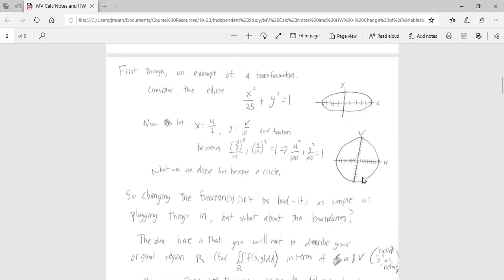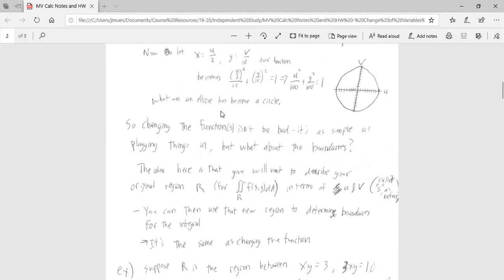Just r goes from 0 to 10, theta goes from 0 to 2 pi, job done, right? And circles are awesome. Circles are super easy with polar form. So changing functions or changing boundaries really won't be too bad. It's going to be as simple as plugging things in. Now, in the case of boundaries, there might be something a little more we need to consider.